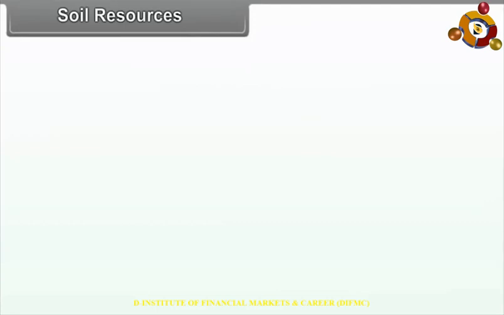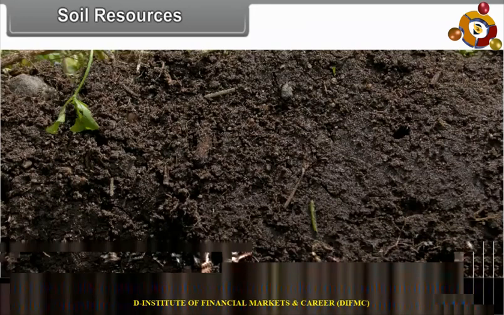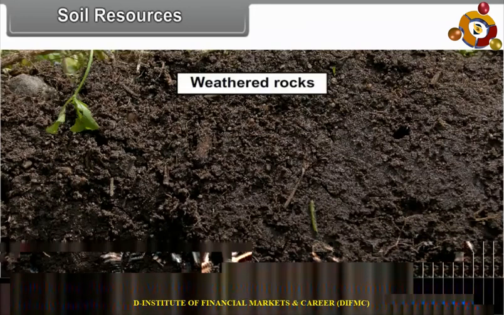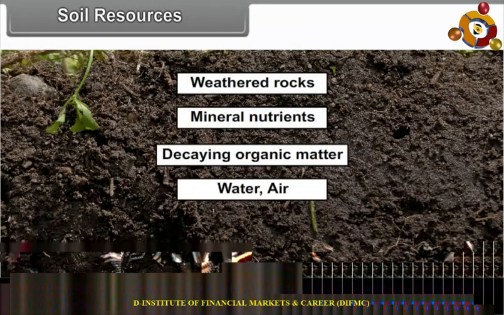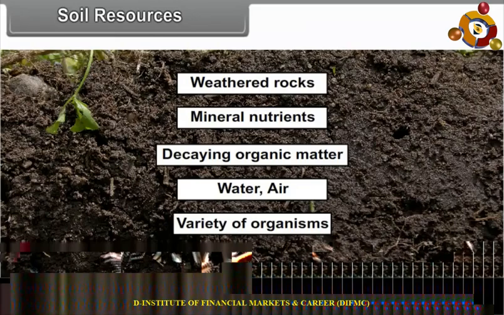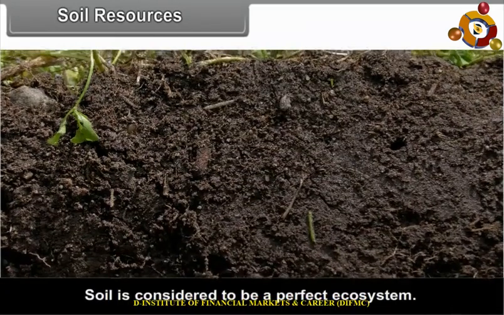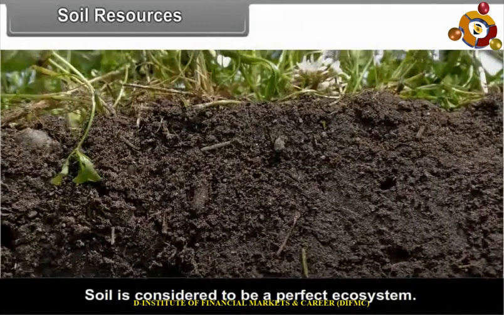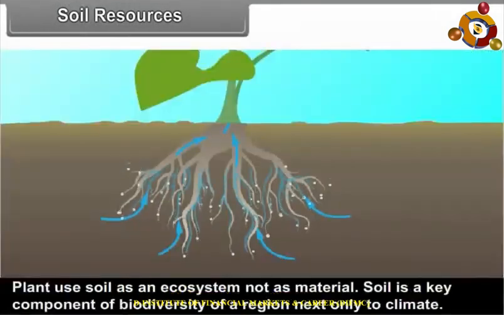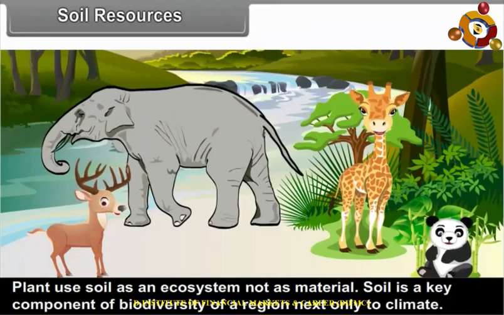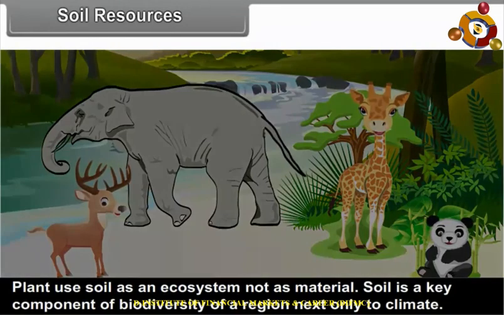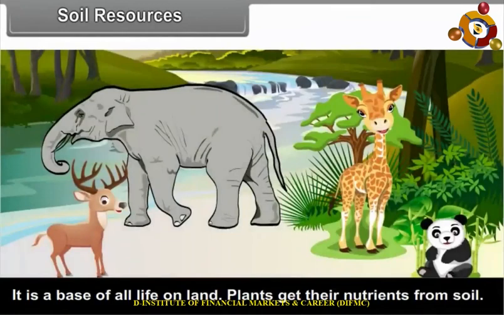Soil resources. Soil is basically a mixture of weathered rocks, mineral nutrients, decaying organic matter, water, air, and a variety of organisms. Soil is considered to be a perfect ecosystem. Plants use soil as an ecosystem, not as material. Soil is a key component of biodiversity of a region next only to climate. It is a base of all life on land.